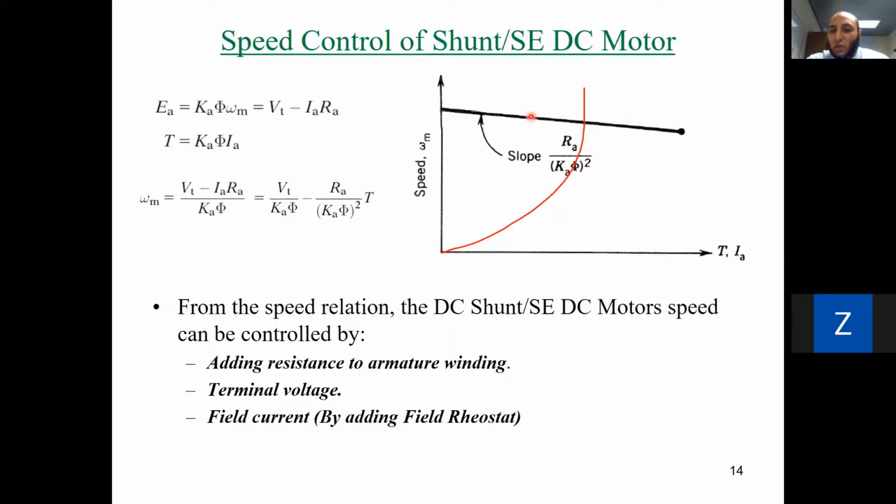In order to move this curve up or down, we can control the parameters of the equations here. As you can see, omega m is proportional to V terminal minus IA RA divided by K phi. So simply we can control the value of RA by adding resistance. We can control the terminal voltage by changing the value of voltage applied to the motor. And we can control the field by controlling the field current. So we have 3 different techniques to control the DC motor speed: by adding resistance to armature winding, by terminal voltage control, and by field current control using rheostat.